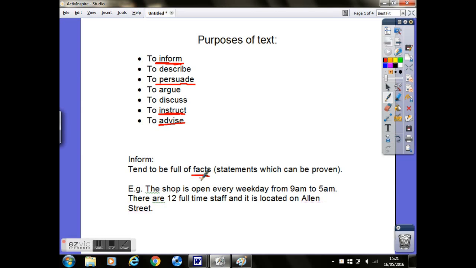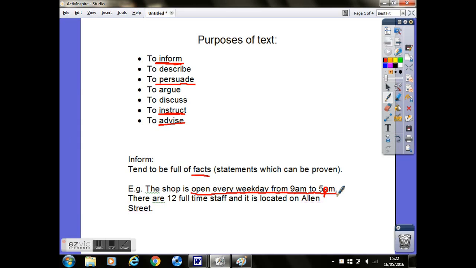So underneath that, we've got an example of a bit of text that you might see that's going to be informative. So we've got, e.g., the shop is open every weekday from 9 AM to 5 AM. Oh, that should say PM, but never mind, we'll just write over that. A little error there. Yeah, so the shop is open every weekday from 9 AM to 5 PM. So straight away, you've got a fact there. It's giving you that information, and that's something that could be proven. So if you went down to the shop every day, you could check whether it was indeed open or not.